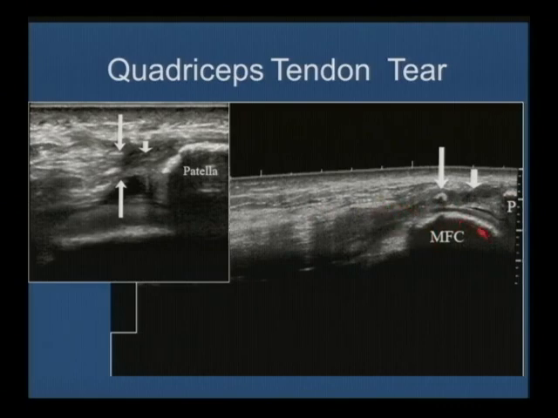Notice also we can see the medial femoral condyle here, and actually, because we have fluid in the joint, we can actually see the subchondral bone plate of the medial femoral condyle. Here's some of the hyaline cartilage of the medial femoral condyle. So this is unquestionably a quadriceps tendon tear, and you can tell your clinical colleagues in the ER that quite confidently.